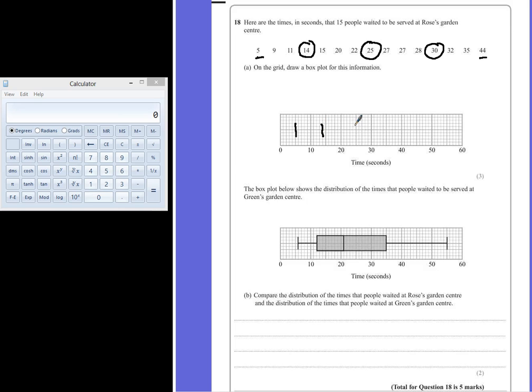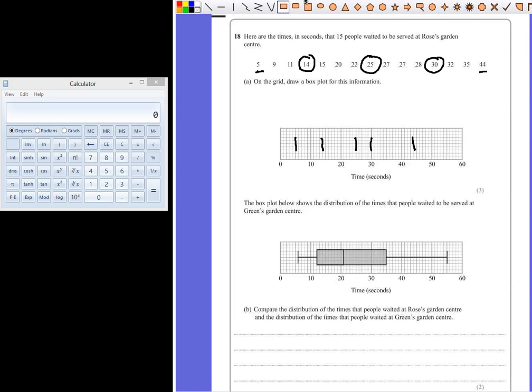At 25 seconds. At 30 seconds. And at 44 seconds. Now this should be joined up using a ruler to create our box and whisker diagram. The quartiles are joined up with a box, then a line goes from the middle of the box to the maximum and the minimum values. And this is our box plot.